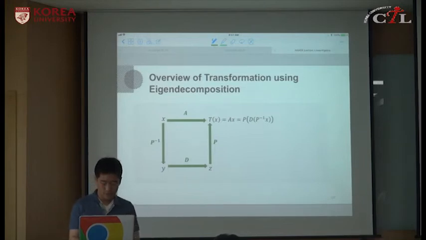So when multiplying the given vector X by matrix A, you can of course perform this matrix multiplication directly, but this can be viewed as three consecutive linear transformations. First applying this P inverse, which is viewed as changing the coordinates with respect to the eigenvector basis. And then multiplying D, which is just a diagonal scaling, I mean the dimension-wise scaling, which can be performed really, really fast. And then we convert the coordinate system back to the original standard basis.